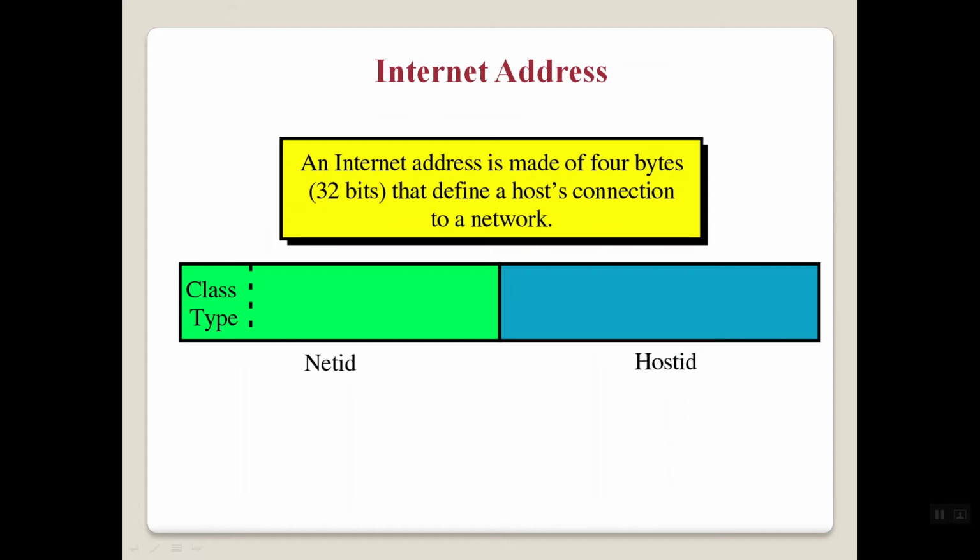Now we are talking about internet addressing. In general, an IP, that is Internet Protocol address, is defined in 2 versions, IPv4 and IPv6. IPv4 is made out of 4 bytes, that is 32 bits, which defines a host's connection to a network. And IPv6 uses 128 bits. We will discuss IPv4 now. In any IP address or internet address, we have 2 parts: one is the net ID, another is the host ID.